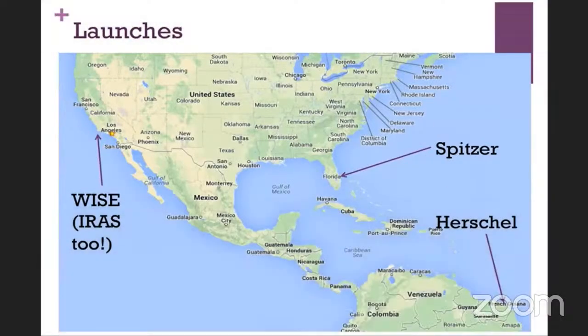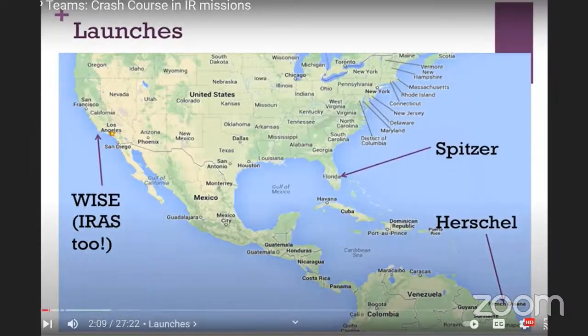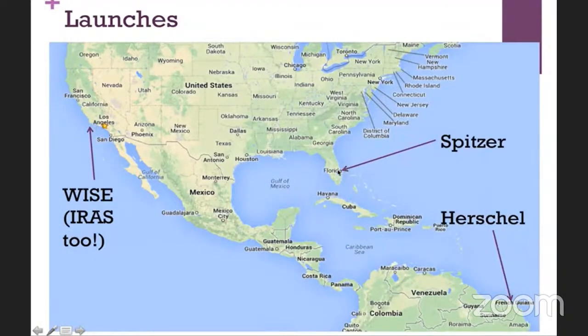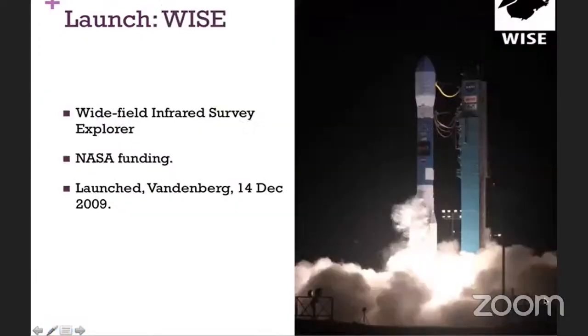So the launch sites for these three spacecraft are very different. WISE, and for that matter, IRAS, both launched from a military base outside of Los Angeles. Spitzer launched from Cape Canaveral in Florida. Herschel launched from French Guiana. So even if I didn't tell you anything else about these spacecraft, you probably can guess that WISE and IRAS had similar orbits. Spitzer has a different orbit than WISE and IRAS. Herschel probably has a different orbit still.